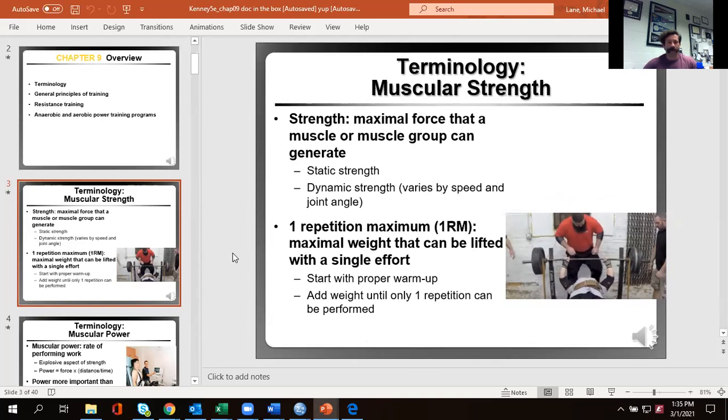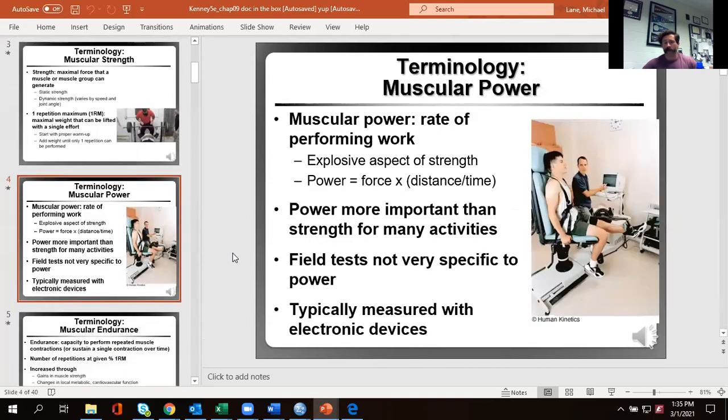Now, muscular power, if you guys remember back to biomechanics, this is going to be our force multiplied by the distance it covers in the time it does so. So work, remember, is just force times distance, but if we cover that distance in a shorter period of time, that's the amount of power. If the amount of time is shorter, then it's more powerful.